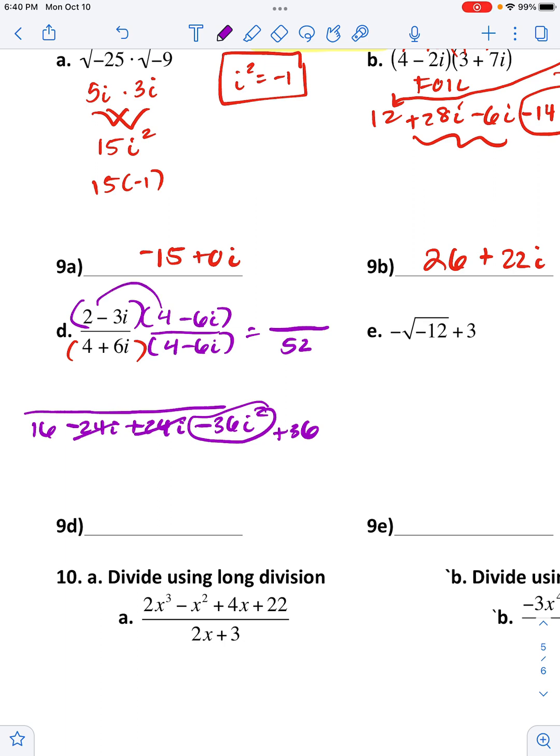FOILing the top, I get 2 times 4 is my first. And then here for my outside, I get -12i. For the inside, I get another -12i. And then these negatives cancel. 18i squared.